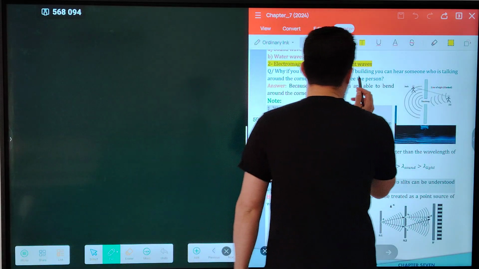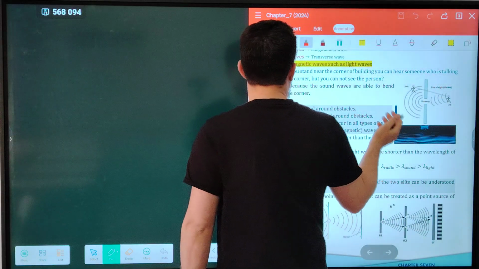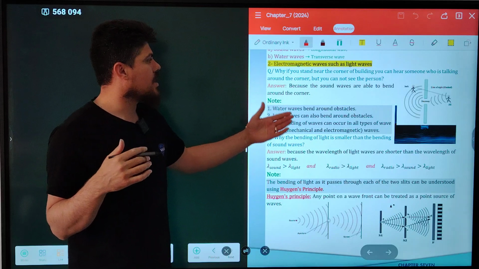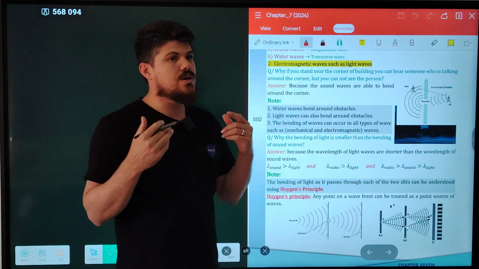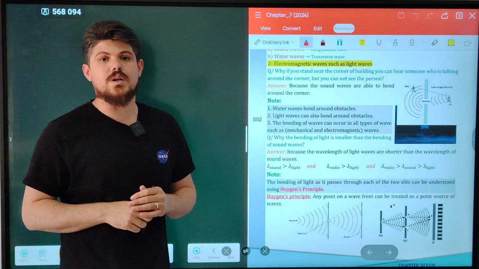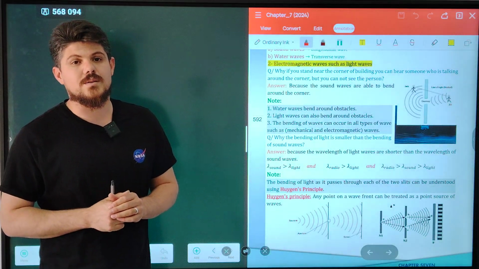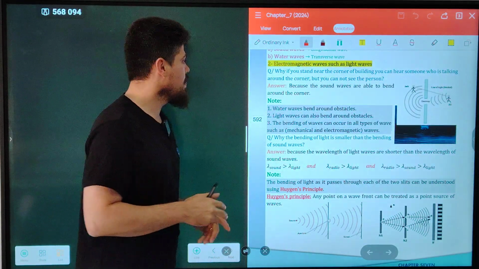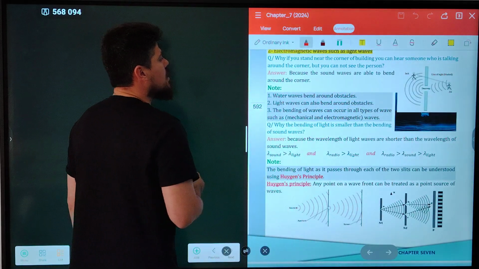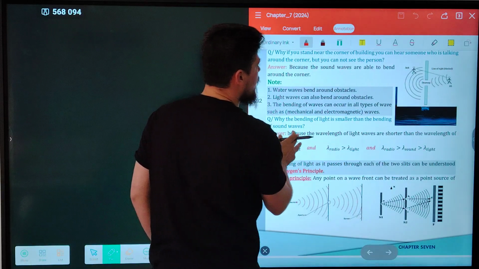Why, if you stand near the corner of a building, can you hear someone who's talking around the corner, but you cannot see the person? What is the reason? When you are standing near a corner of a building, you can hear someone, even if you don't see this person, because the sound wave has more wavelength and has more diffraction, okay? So the answer is that sound waves are able to bend around the corner more than light waves.